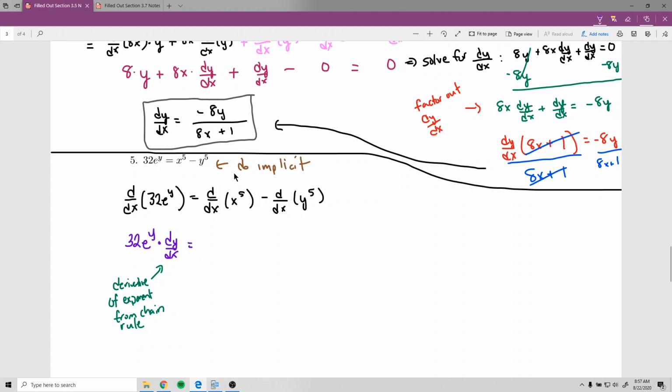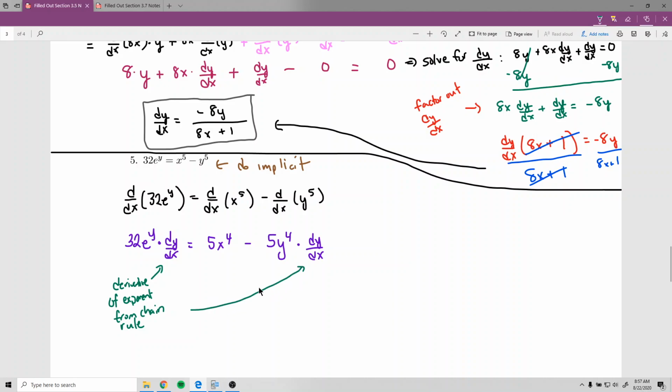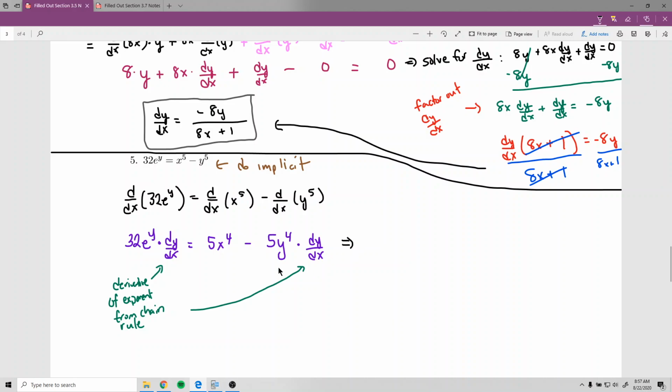Equals the derivative of x to the 5th, which is our normal 5x to the 4th, minus the derivative of y to the 5th. The derivative of y to the 5th, we think about it as x when we start, so we get 5y to the 4th. But then, because it's y and not x, we must multiply by the derivative of the inside, the derivative of y. Once again, hopefully you're seeing that pattern repeating. Every time we have a y somewhere, we get a multiplication with dy over dx. Otherwise, it's the same exact thing as if we have x. That's the chain rule.